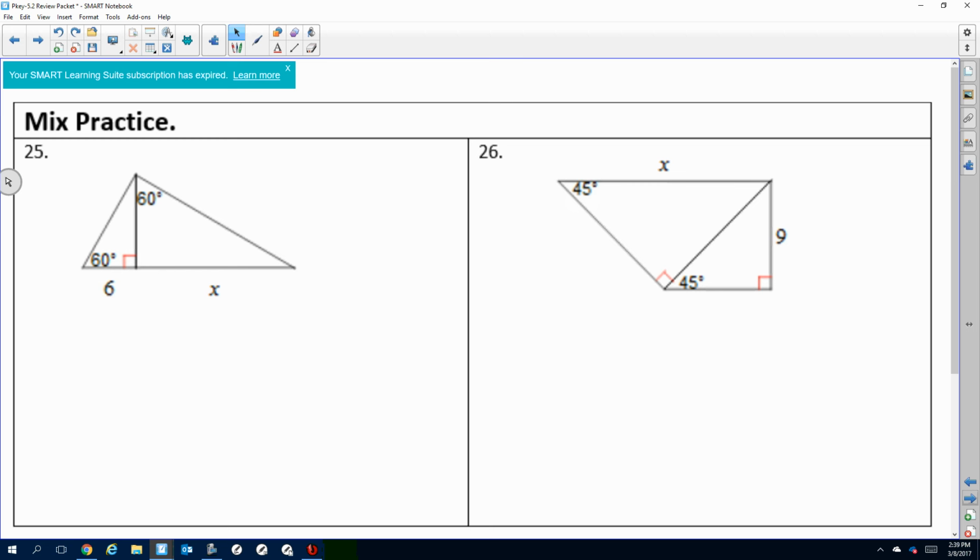Okay? So now we got some mixed practice problems. I'm just going to kind of give you hints. I want you to try to do these on your own. Check with your teacher if you want to know for sure the answer.